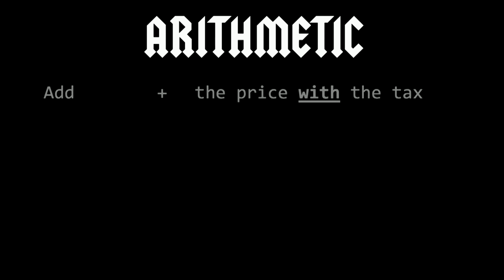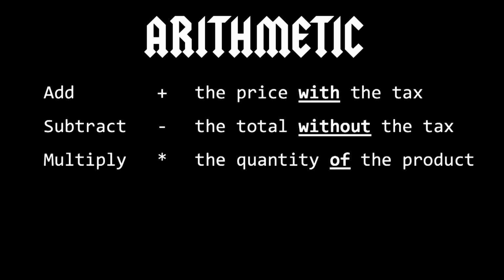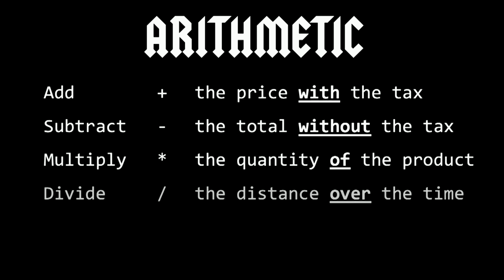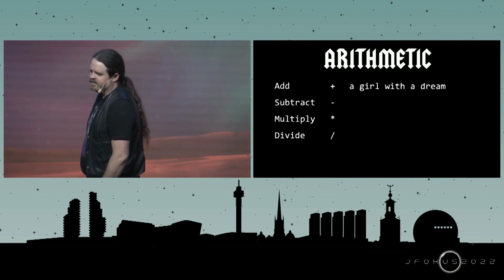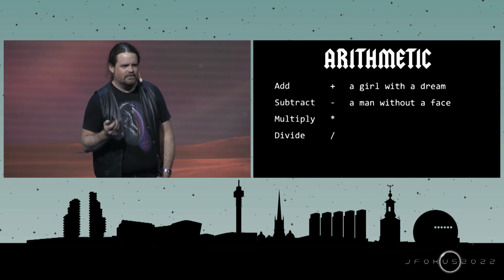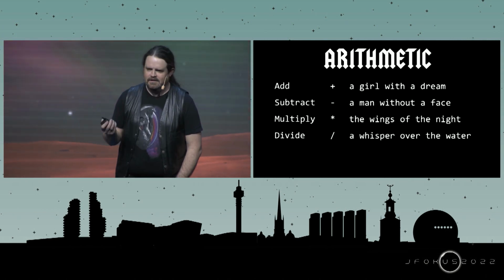Arithmetic. Now, you listen to people talk about maths, they don't say things like plus and minus. They say, oh yeah, the total is the price with the tax. It's the subtotal, that's the total without the tax. Multiply, we need the quantity of the product, and you know, your speed is your distance over time. This is fine. But because we've used these poetic-sounding arithmetic operators, we can write operations like "a girl with a dream, a man without a face, the wings of the night, a whisper over the water," yeah?